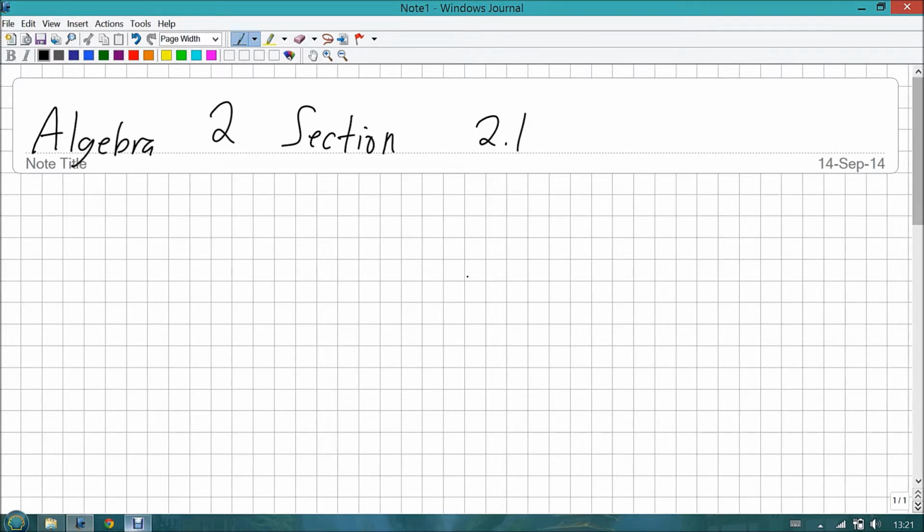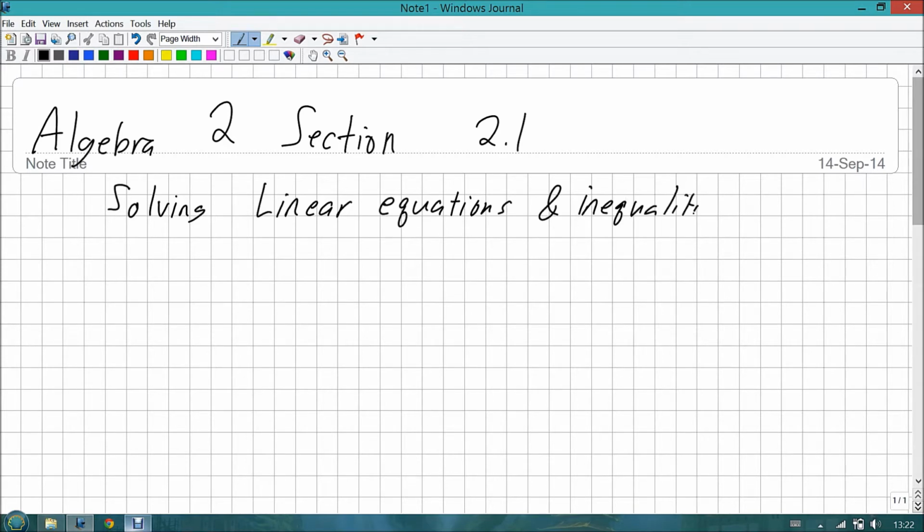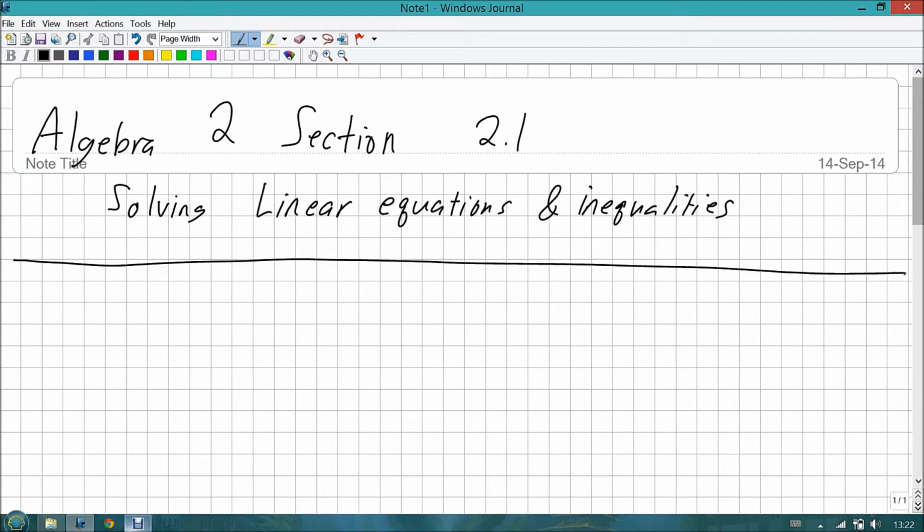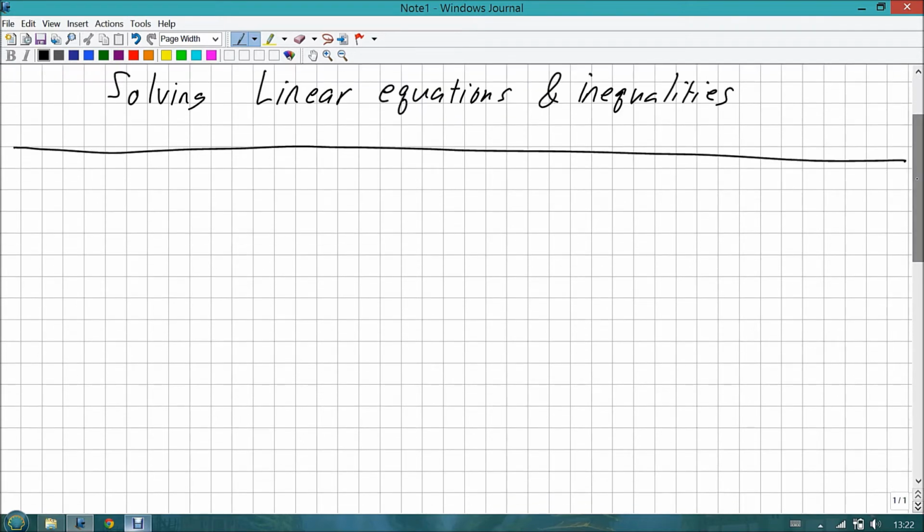This is going to be Section 2.1, Solving Linear Equations and Inequalities. So let's go ahead and write that down. Solving linear equations and inequalities. Well, first we have to know what a linear equation is, what a linear inequality is, and then we have to be able to solve it. So here we go in beginning with that. We're going to start with our definitions.